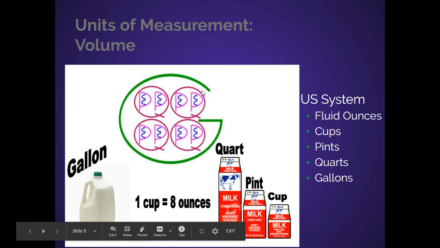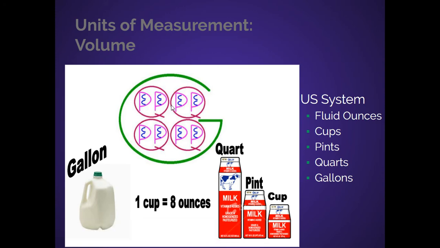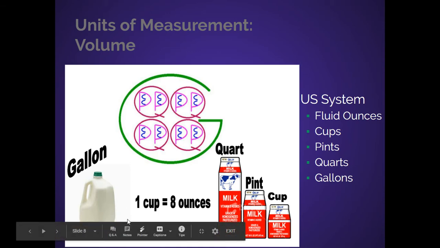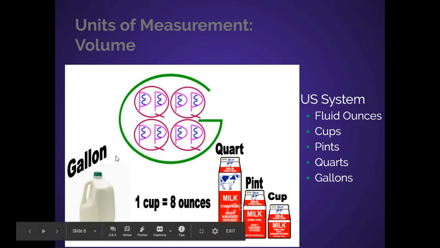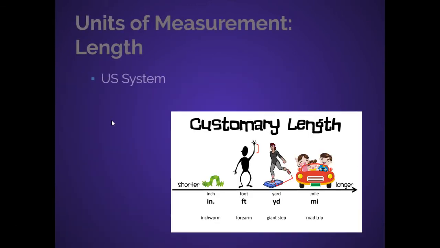Okay, so when you look at that, there are 4 quarts in a gallon. So how many pints would be in a gallon? 2, 4, 6, 8. Then how many cups would be in a gallon? We'd have to count the C's. 2, 4, 6, 8, 10, 12, 14, 16 cups in a gallon. I think that's a really good representation, and that helps me to remember those because sometimes those are a little tricky. Now if we measure length within the US system, we have inches.